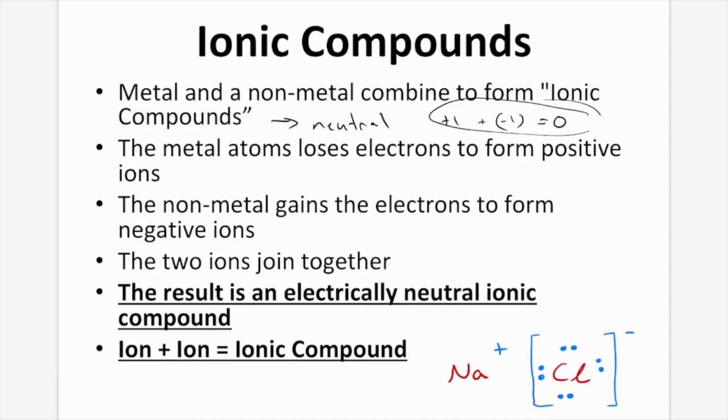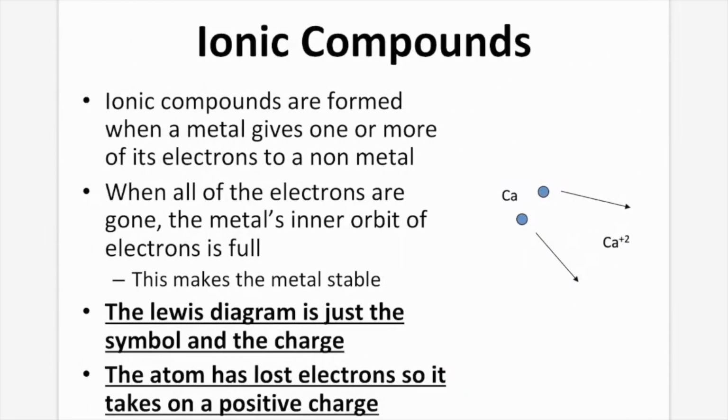An example of that is sodium chloride, or table salt. Table salt has a neutral charge. It's 0, whereas the ions that make it up, the Na+ and the Cl-, were charged. So two charged particles come together to make a neutral compound. Ionic compounds are formed when a metal gives one or more of its electrons to a nonmetal. When all the electrons are gone, the metal's inner orbit of electrons is full, and this makes the metal stable.